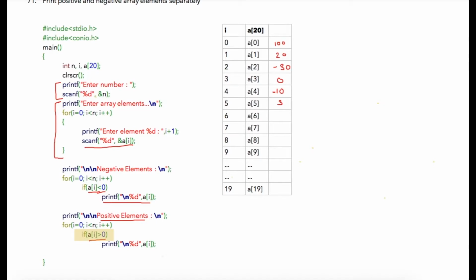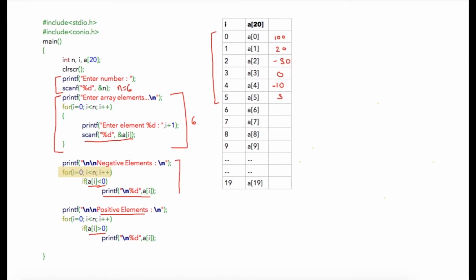If the condition is true, that means the array element is a positive number and we will print it. So suppose the user has entered 6 as the value of n, then this block will accept 6 array elements. So starting from 0 till 5, a total of 6 array elements will be used for storing different values. So suppose the user has entered 100, 20, minus 30, 0, minus 10 and 3 as array elements.